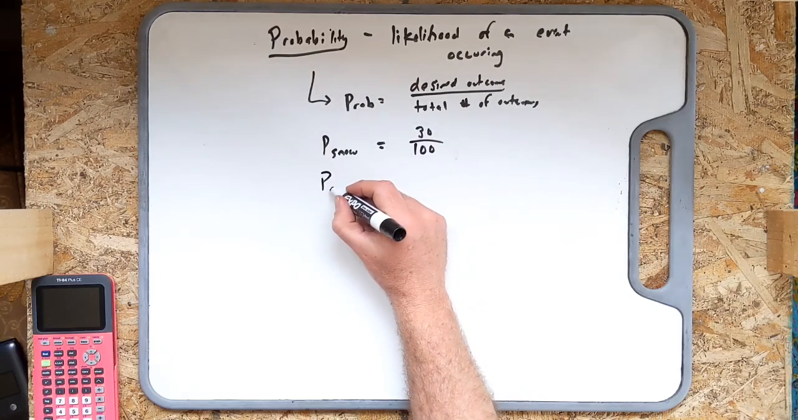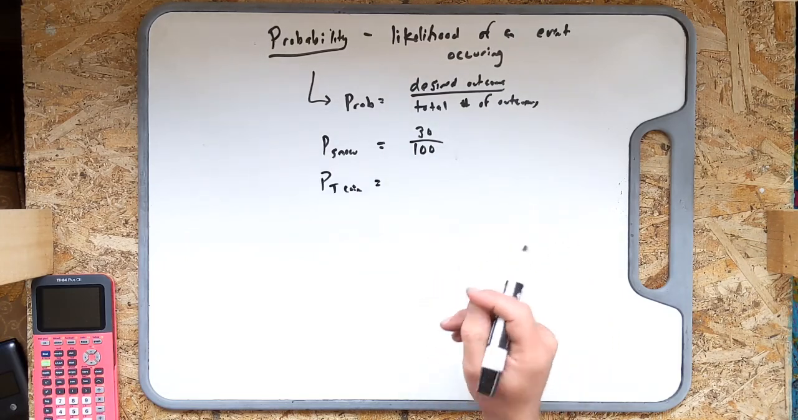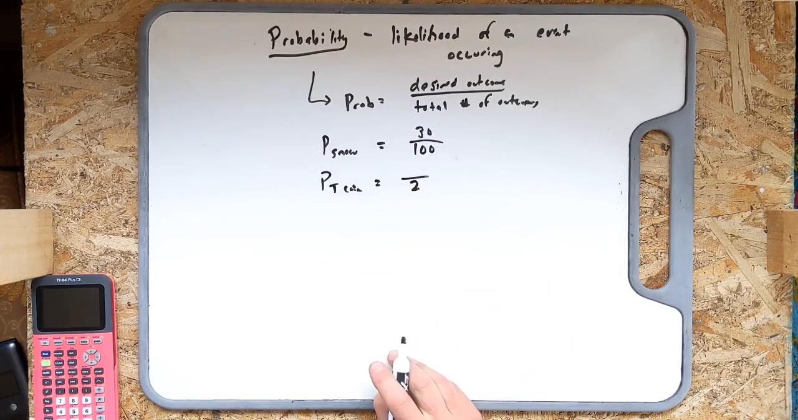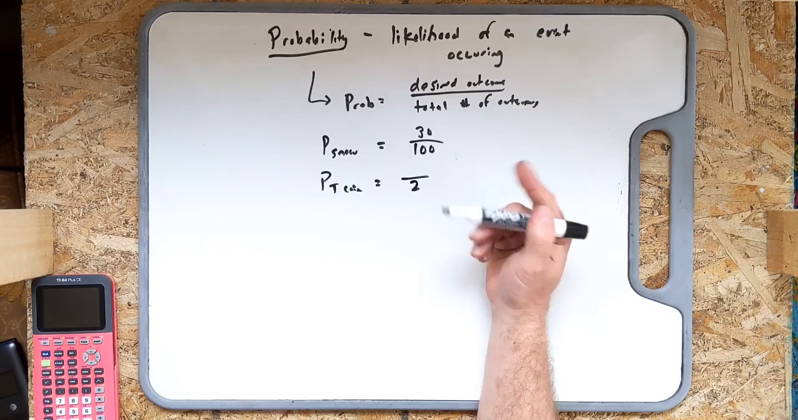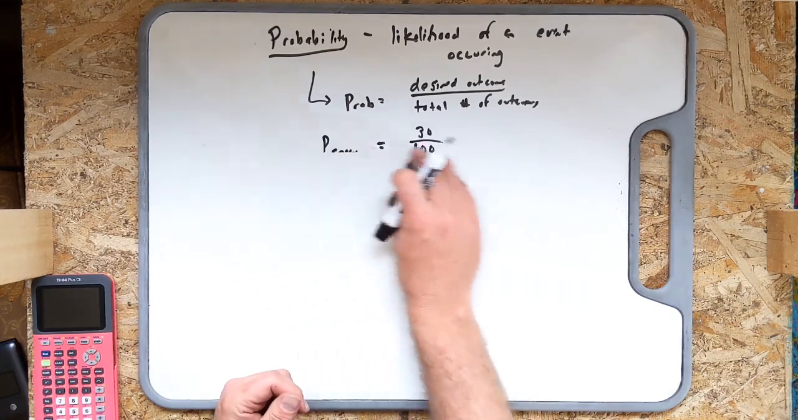Let's take the probability of tails on a coin flip. Total number of outcomes, you have heads or tails. There are 2 outcomes. How can you get the desired outcome, tails? Just one way. So the probability is 1 over 2. Okay, that's how you calculate it.